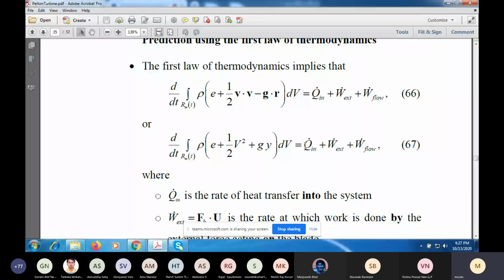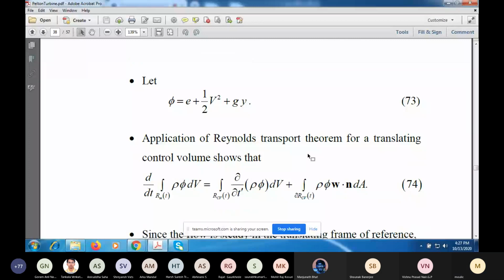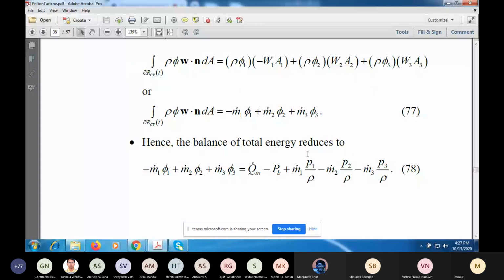So there are three terms on the left-hand side and three terms on the right-hand side. Then we end up with an equation of this form, which I have numbered equation number 78. The left-hand side here is the net efflux of the total energy through the control volume. The right-hand side has the heat term, and the work term I've written now as minus PB. If PB is positive, then energy will be extracted from the fluid. And you have the flow work term, which I've shown you before.